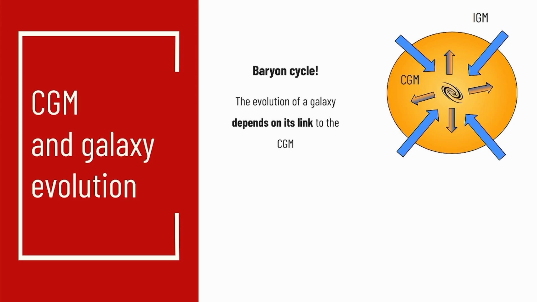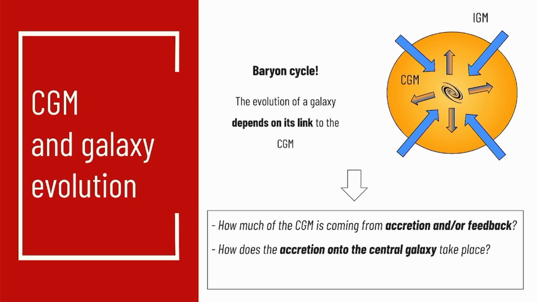And to understand the evolution of a galaxy, we need to understand the link of this cycle of baryons with the galaxy itself. And I can think of some of the main questions that I think are fundamental to answer to understand this link between the CGM and the galaxy itself. For example, we need to understand how much of this CGM is actually coming from accretion and feedback, and we need to understand how much gas actually accretes into the galaxy, and how does this accretion take place.